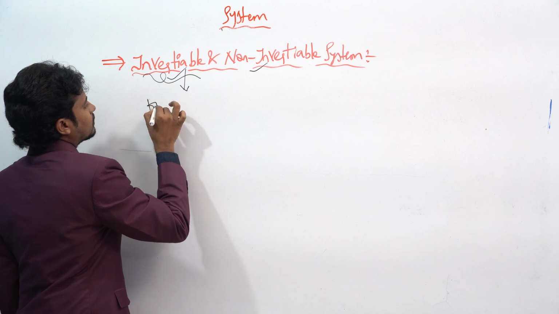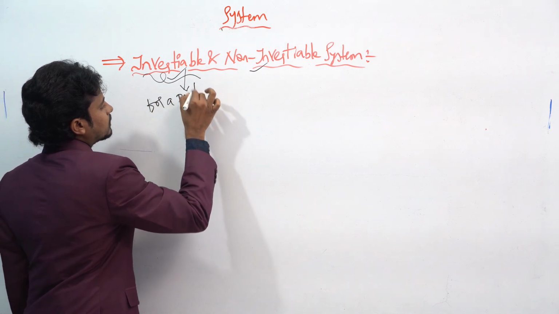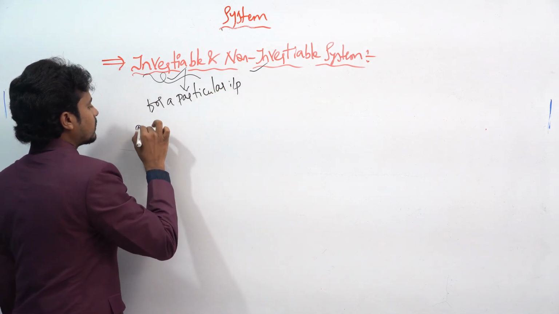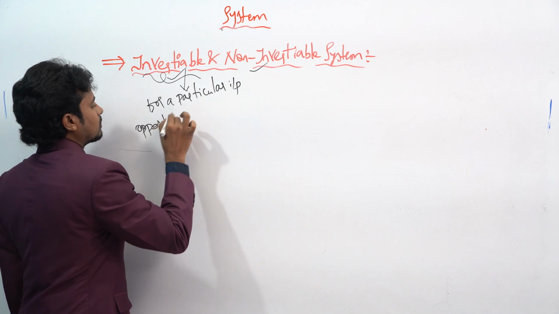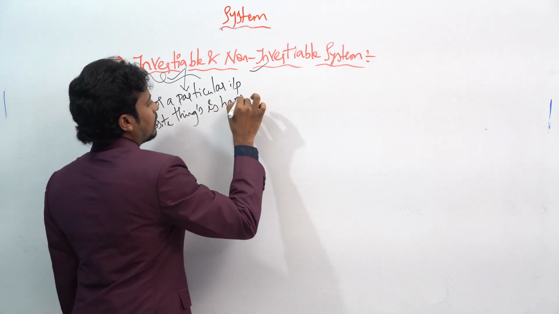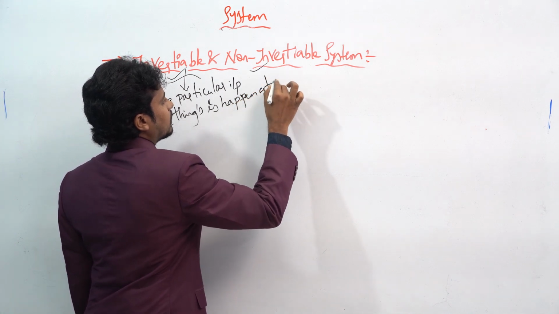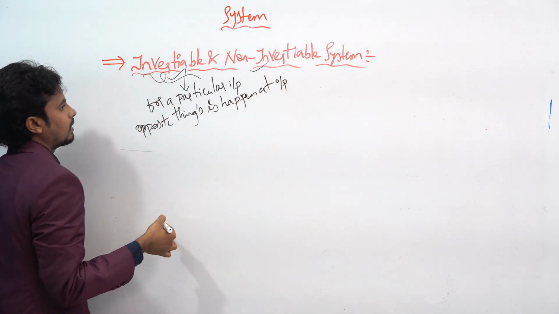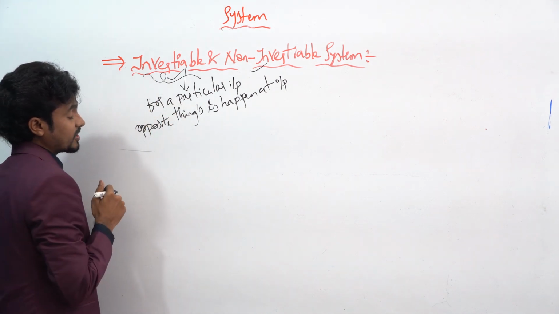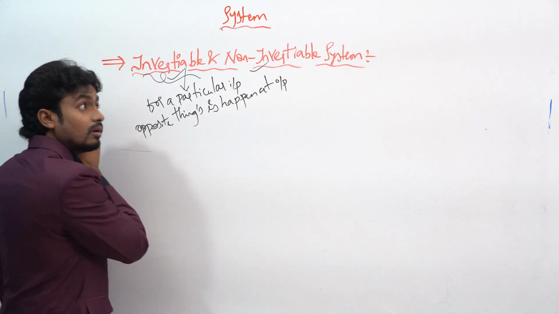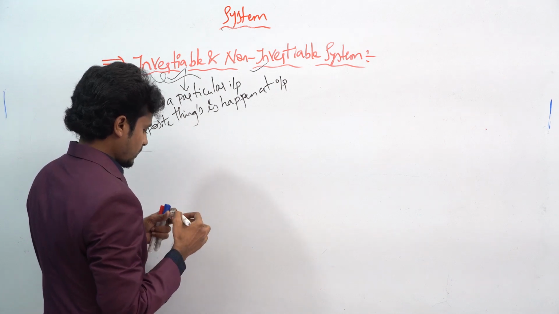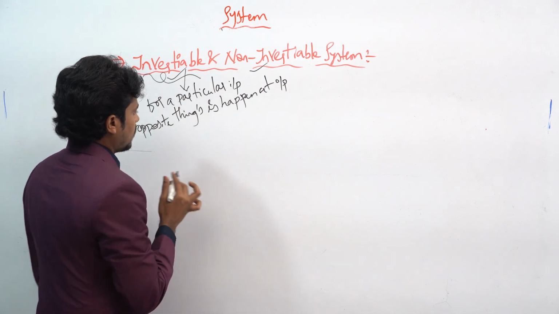for a particular input, the opposite thing happens at the output. Okay, that type of system is said to be the invertible system. So if you want to know what will be the examples for the invertible system, let's see some.